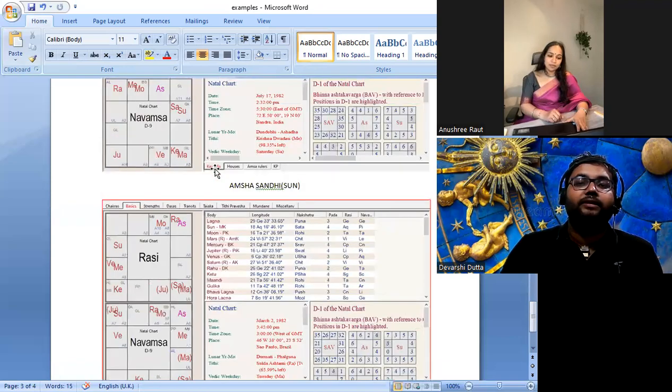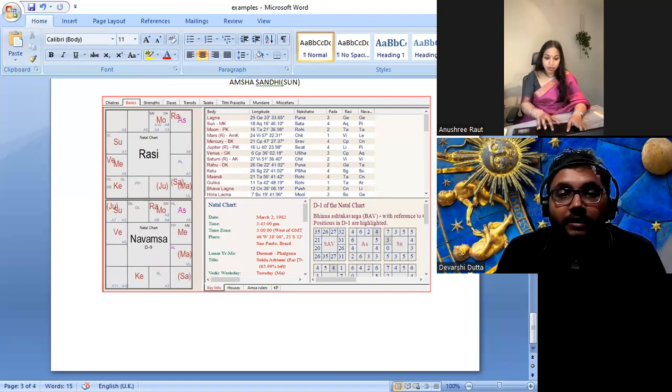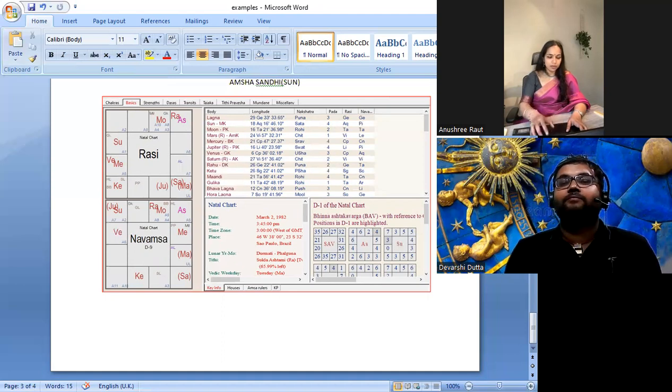Okay. So we'll take up the last chart of Amsha Sandhi, and this is the Sun. Amsha Sandhi, wait. I can't find it, sorry. It's a Mars. Yeah. I got it. Wait.